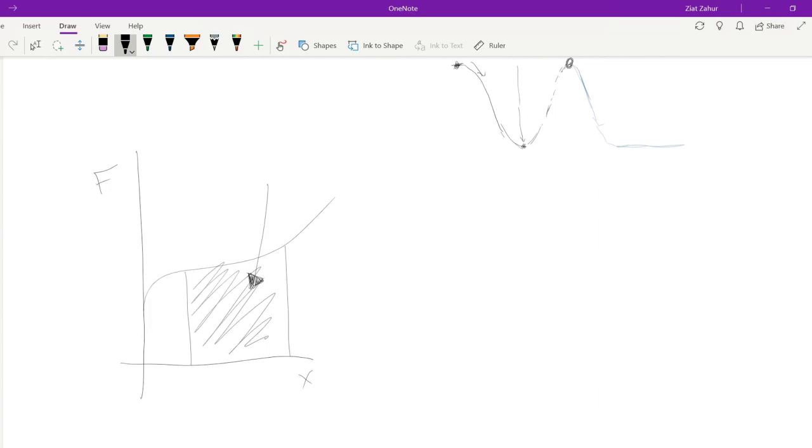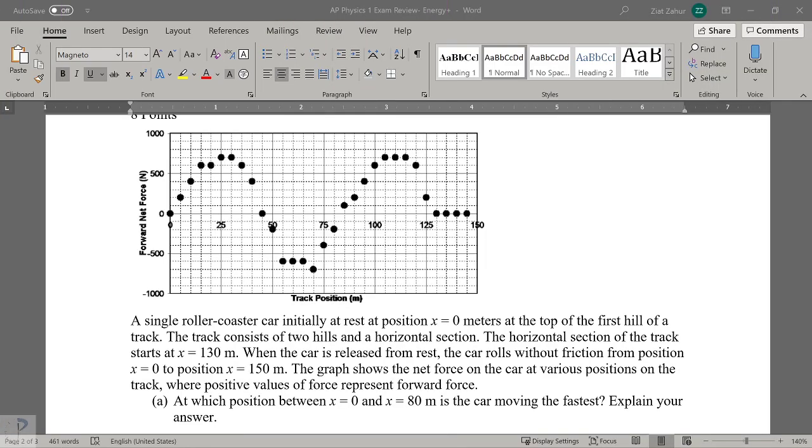And the area under the curve is work. You can see how the width of this rectangle would be some sort of x, and the height of this rectangle would be some sort of F. And what's force times distance or displacement? Well, force times displacement is work, so that's why. Right. So let's see if we can answer this now.